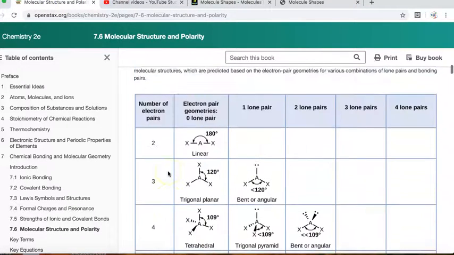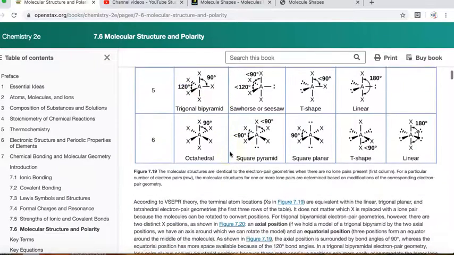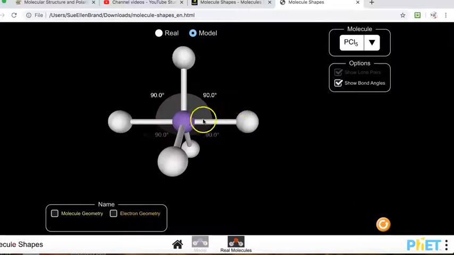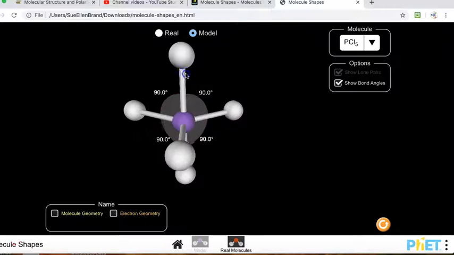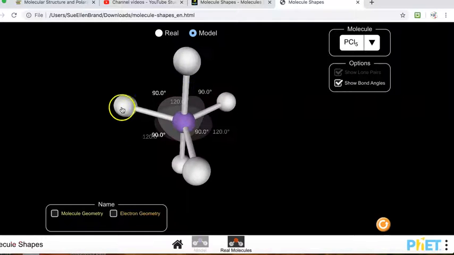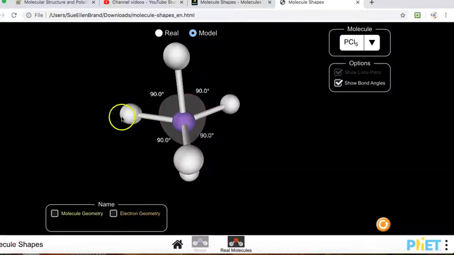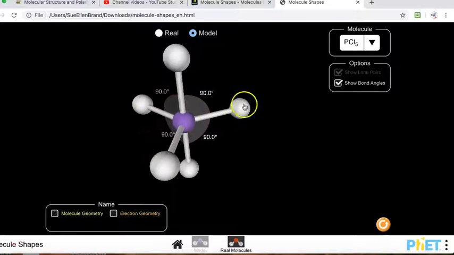So if you have five electron pairs, you have trigonal bipyramid. And we've looked at this before, so we'll look at it again. Trigonal bipyramid, PCl5. All right, so here we see with trigonal, these atoms here that are in the same plane in the middle here, that sort of looks like trigonal planar, doesn't it? Okay, so trigonal bipyramidal, like I said earlier, you have these three atoms in the same plane, and then you have an atom going above the plane and below the plane.